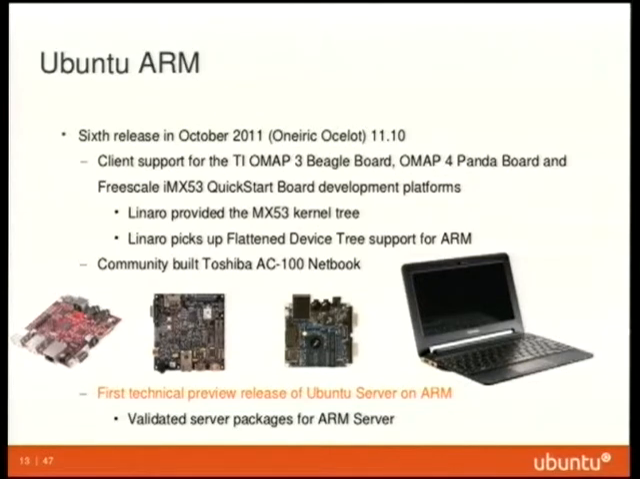The 6th release, 11.10, we continue to support OMAP 3 and 4. We added some support in a different way. Working with Linaro, we've gotten an MX53 kernel from them, which lets us support the IMX53 Quick Start board. So we were able to use their work to jumpstart and add some additional support and additional images. As I mentioned, Linaro picked up flattened device tree support. They've got Grant Likely on board, and they're really cranking on trying to get a unified kernel. It's not going to happen today, but it's really coming along.